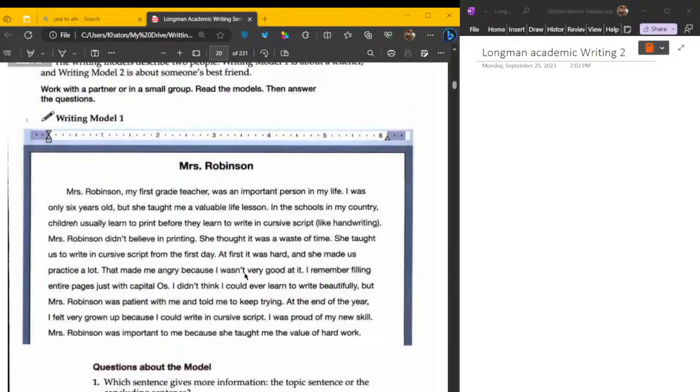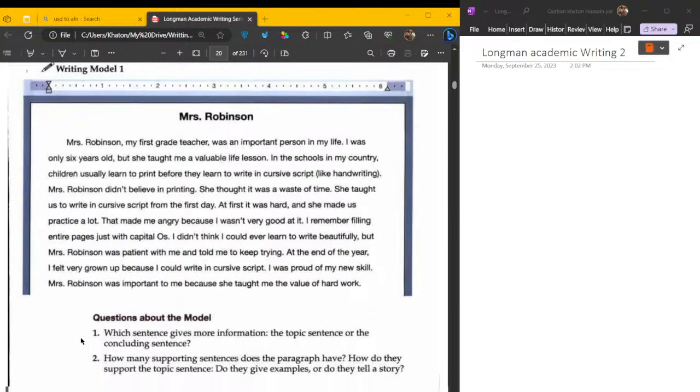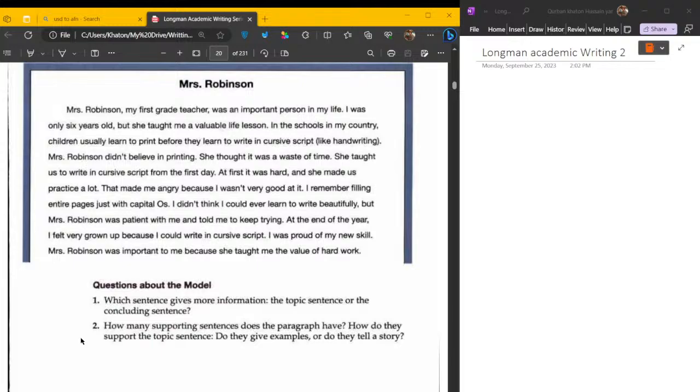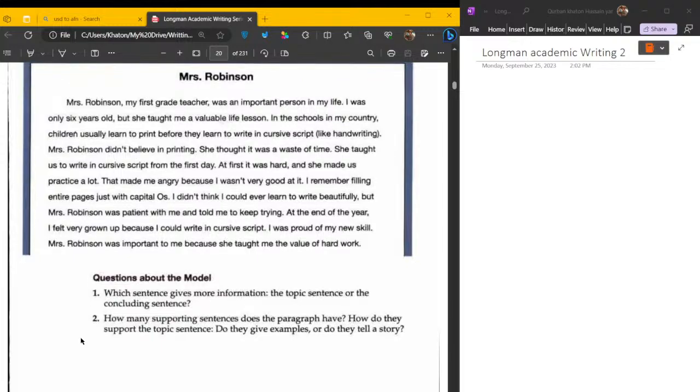That made me angry because I wasn't very good at it. I remember filling entire pages just with capital O's. I didn't think I could ever learn to write beautifully, but Mrs. Robinson was patient with me and told me to keep trying. At the end of the year, I felt very grown up because I could write in cursive script. I was proud of my new skill. Mrs. Robinson was important to me because she taught me the value of hard work.